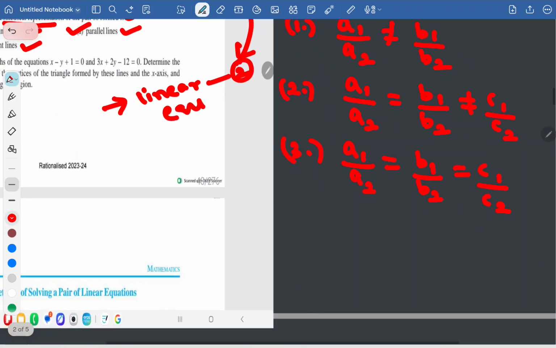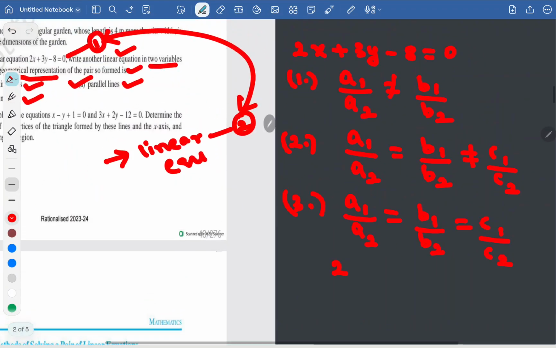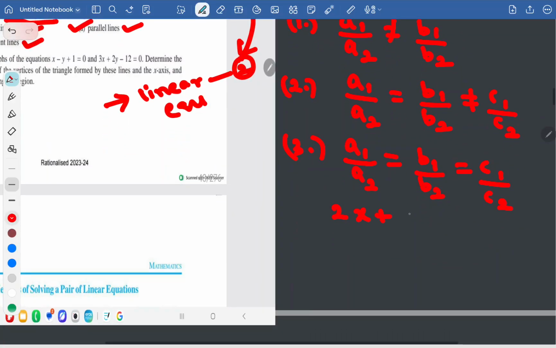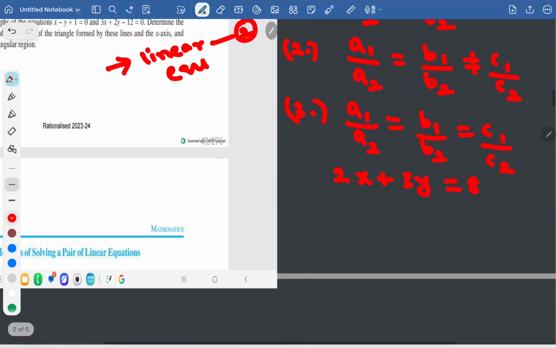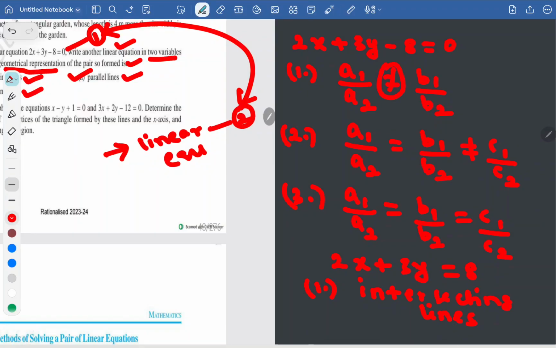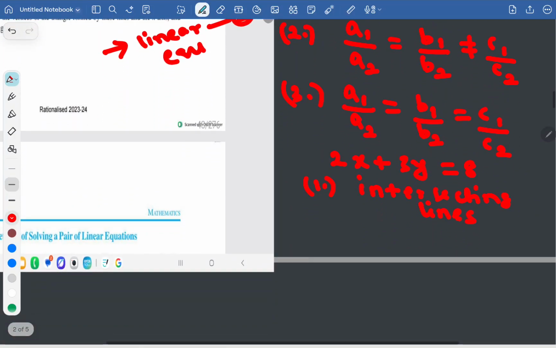What is given? 2x plus 3y minus 8 equal to 0, which means 2x plus 3y equal to 8. For the first case, intersecting lines, the ratios should be not equal. A1 by A2 not equal to B1 by B2. Here, what is A1? 2. What is B1? 3. What is C1? 8.